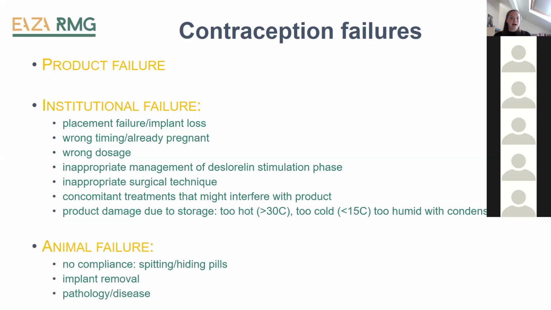We then also have animal failures. So that's just when an animal fails to take a contraceptive correctly. So for example, with birth control pills, if a primate, for example, just doesn't actually consume the contraceptive, or if they remove an implant as well.